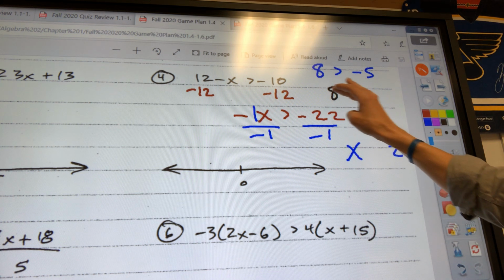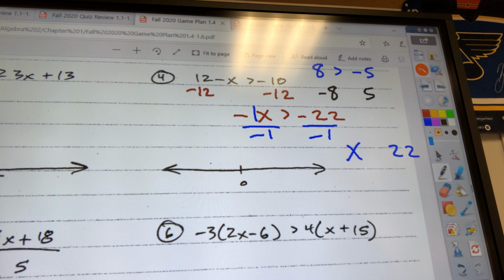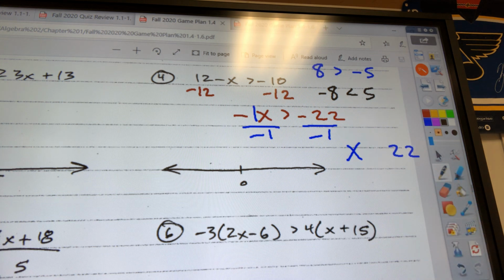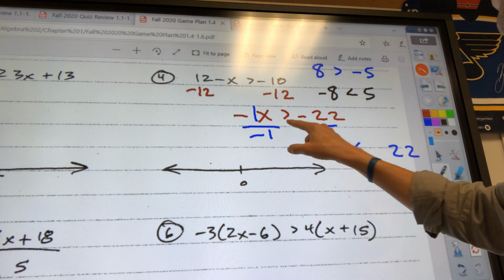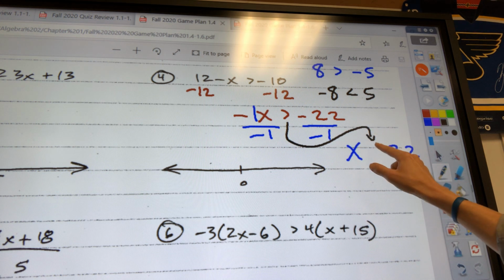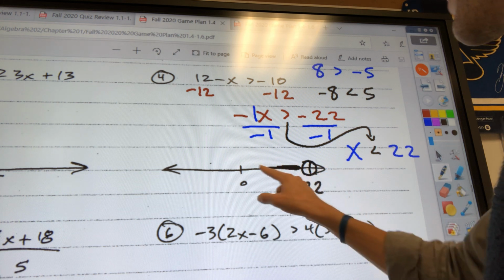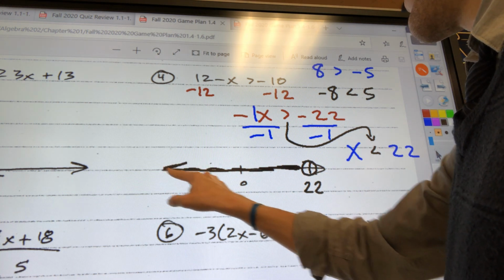Then I have negative 8 and I have 5. Well, we want to keep the sign in the same direction. Negative 8 isn't greater than 5. Negative 8 is now less than 5. When you multiply or divide an inequality by a negative, you've got to flip the sign. So x is less than 22 would be our solution there.